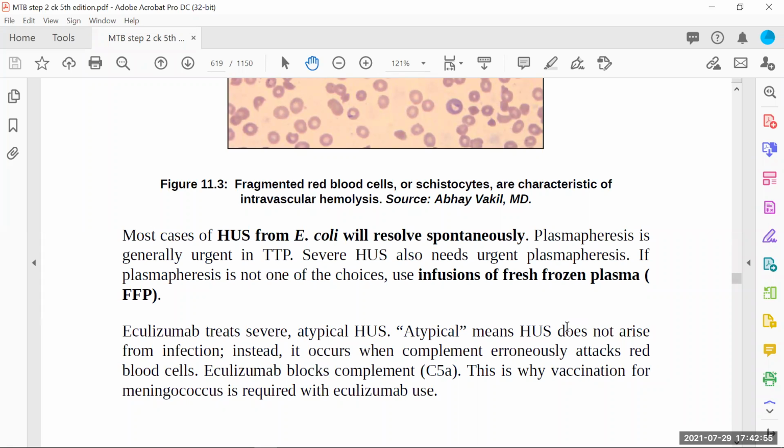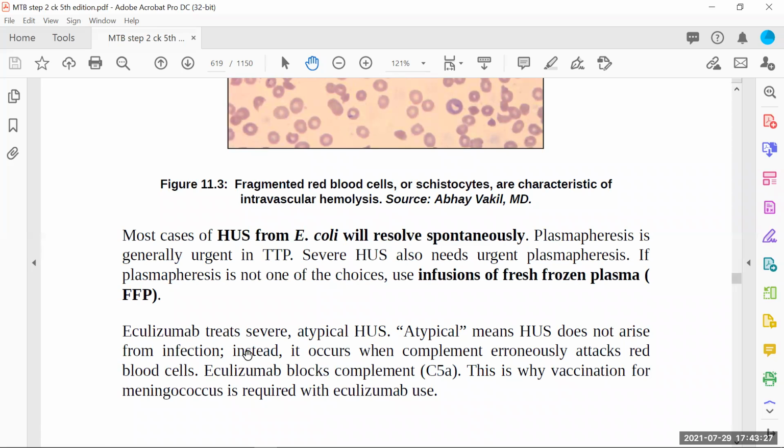Fibrinogen can be converted into fibrin, and what will fibrin do? Fibrin will help in coagulation of blood. Fibrin will help platelets to coagulate together and form a clot. Whatever platelets are there in the body, they will function very well in the presence of fibrinogen, because fibrinogen is converted into fibrin, and fibrin helps in coagulation and clumping of the platelets and forming a clot. It helps in clotting the blood.